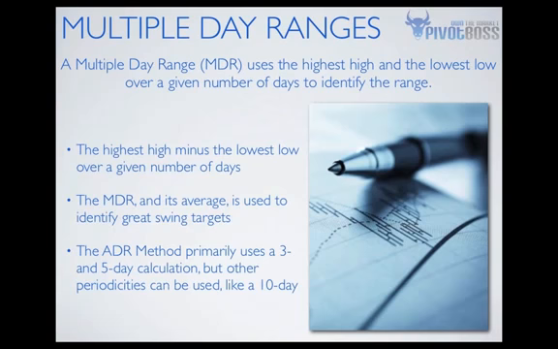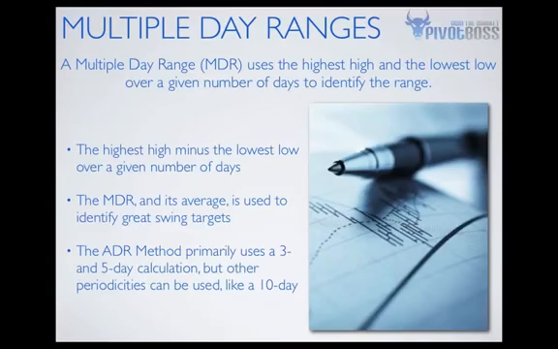Now let's talk about multiple day ranges. This is basically ADR's cousin. A multiple day range is just like ADR, only it looks at the range over a given number of days. So like over the course of 3 days or a 5-day period, what is the highest high and the lowest low over that 3 or 5-day period? That's a 3 or 5-day range. Now if you look at multiple day ranges going backward in a string, you can then average out what the average multiple day range is.